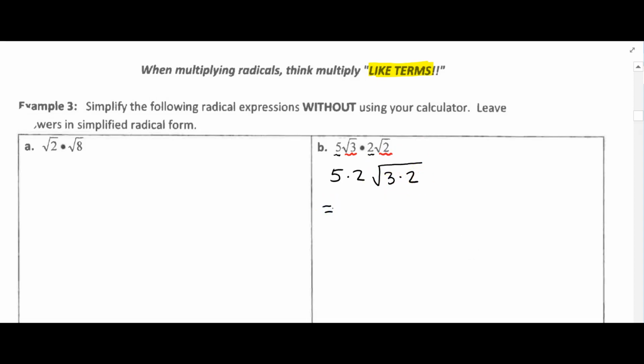And then all we need to do is multiply outside and multiply inside. So we're going to get 10 root 6. Alright, and that would be our final answer.